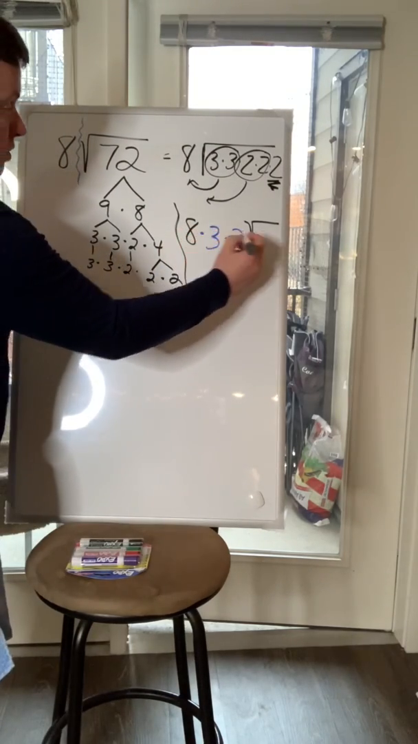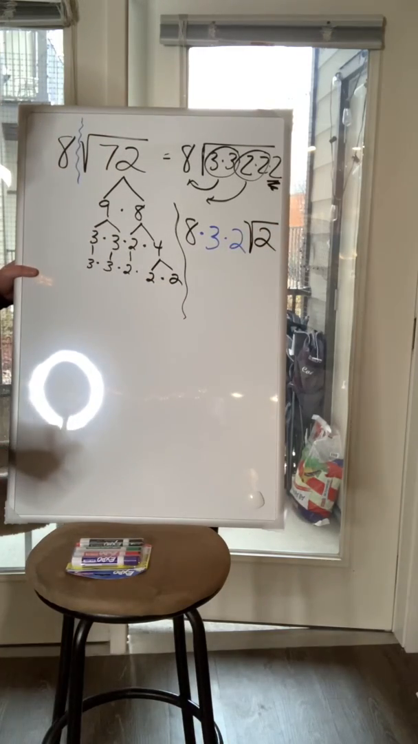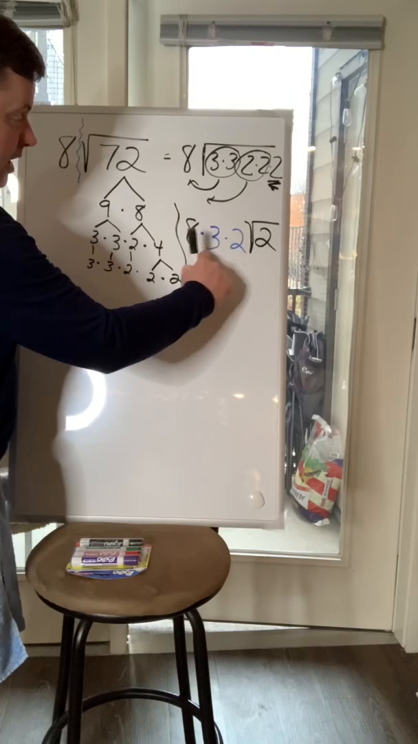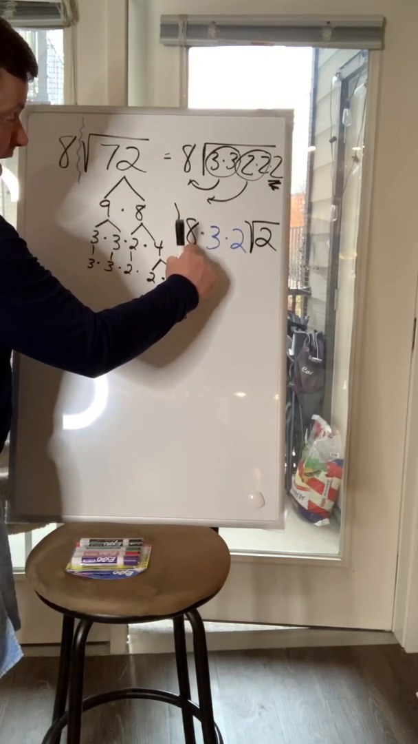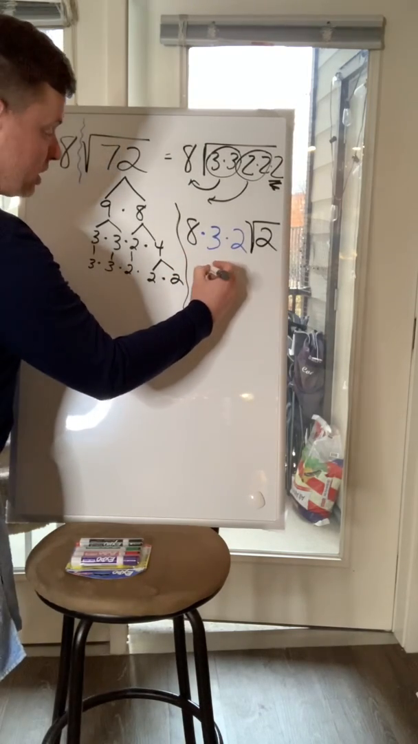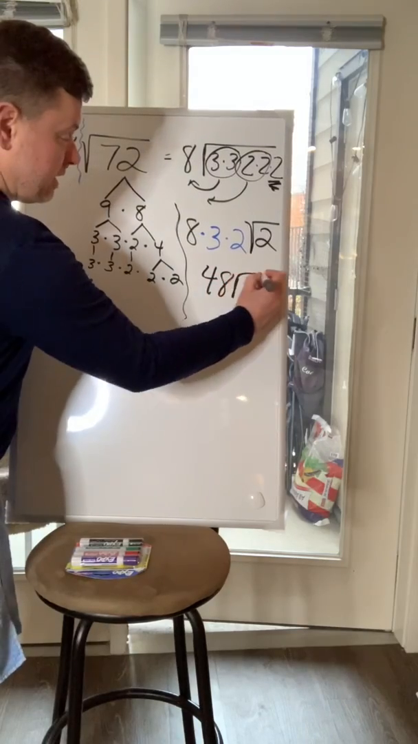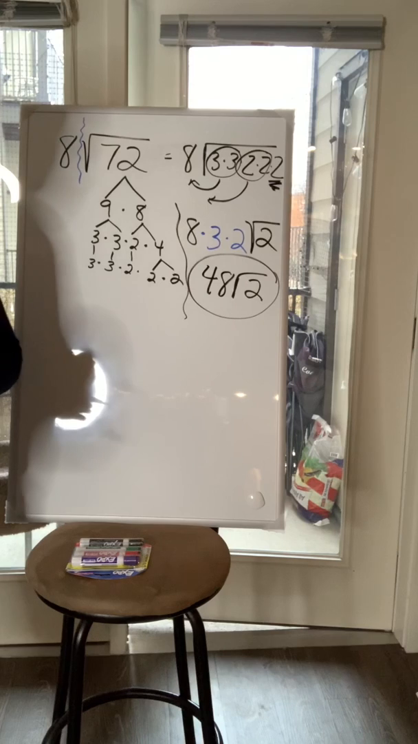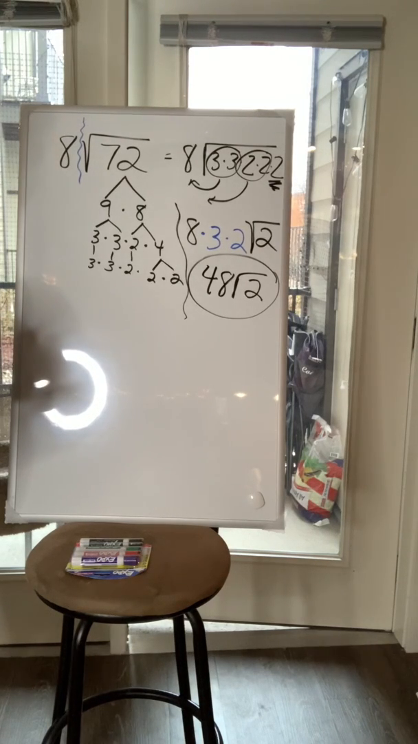So that is left underneath. And now what we have is we multiply the numbers that we brought outside with the 8. 8 times 3 times 2 is going to be 48, and then underneath you're left with the 2. So it's 48 times the square root of 2 as your final answer.